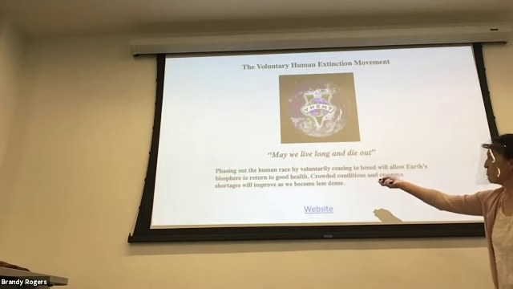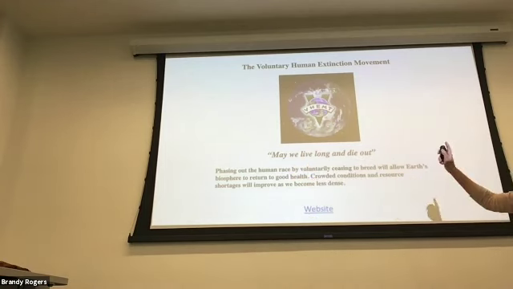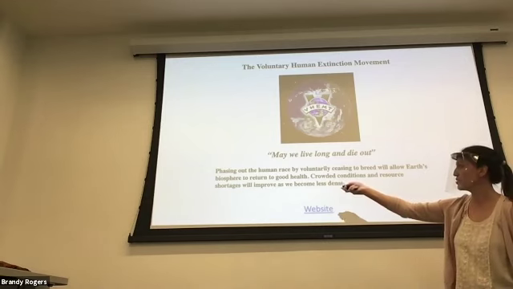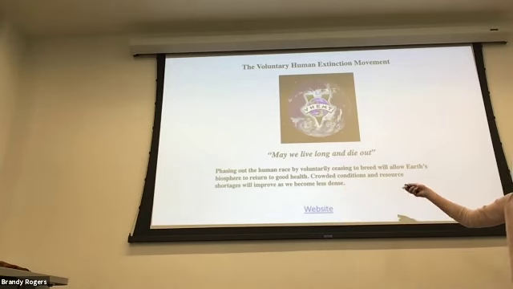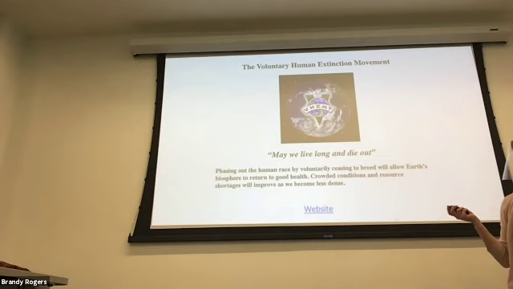Phasing out the human race by voluntarily ceasing to breed will allow Earth's biosphere to return to good health. Do they have a point? Sure. How realistic is it? Most of you are shaking your head. It's not realistic, right? Listen, if it is hard enough to get a person to put on a mask because you gave them a mask mandate, how hard is it going to be to tell a person you can't have children? Can you even imagine, right?